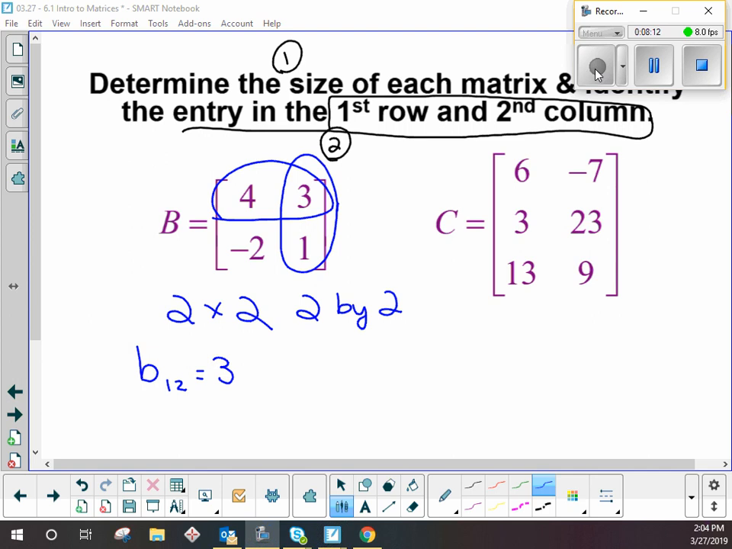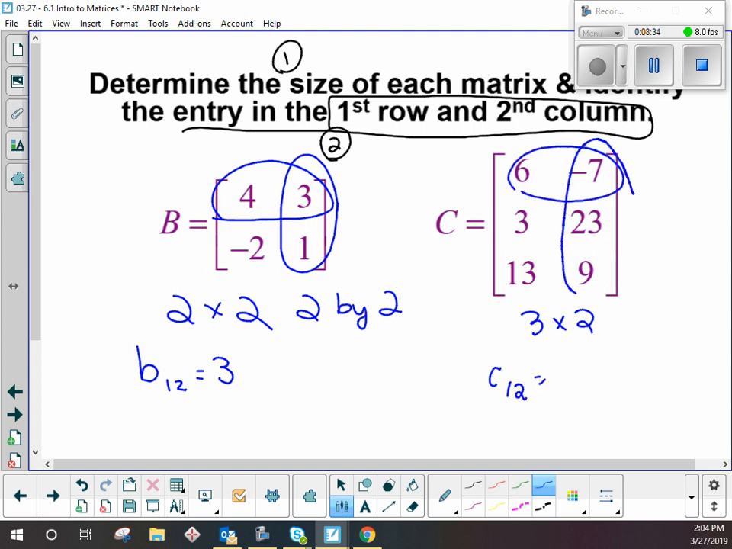And then on the second problem, what did you get for the dimensions? 3 by 2. Do I need you to write the 3 first? Yes, absolutely, right? And then the entry is lowercase c, 1, 2. So here's row 1, column 2. What's the entry where they intersect? -7. Okay, who got all that right?